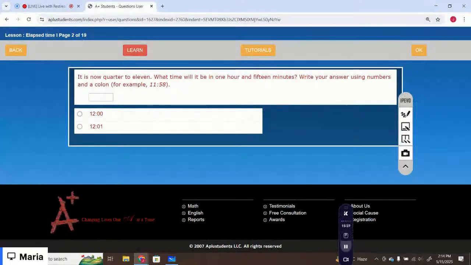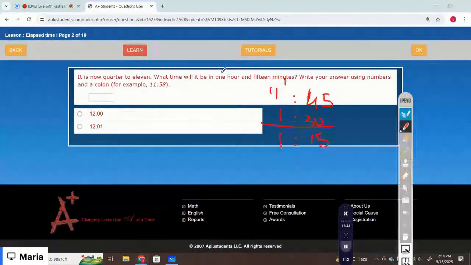It is now quarter to 11. What time will it be in 1 hour and 15 minutes? So quarter to 11, right? So then it is 10:45, right? Add 1 hour and 15 minutes. So 45 plus 15 makes 60 minutes, which means you add 1 hour. 10, 11, and so that is 12. Option number one is the correct option.